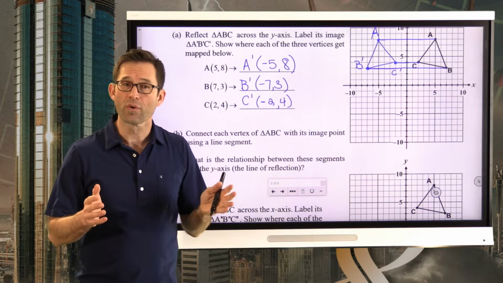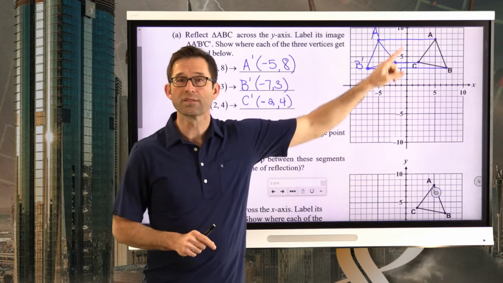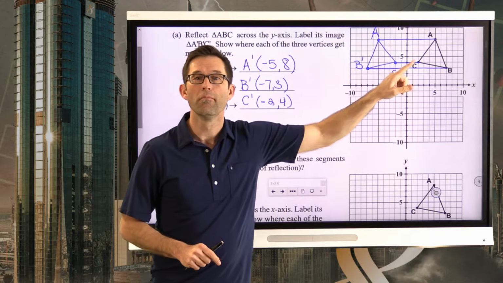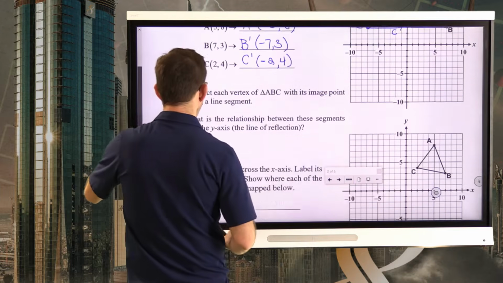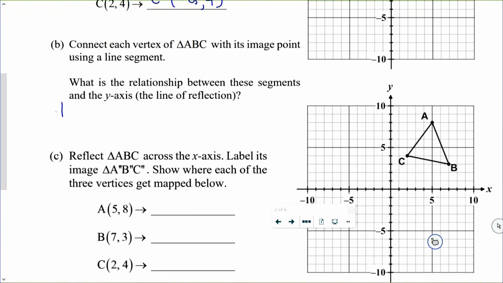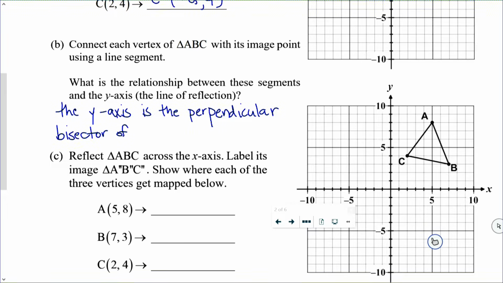Well, the relationship is that the y-axis is the perpendicular bisector of those three segments. Let me write that down really quick. A very important term. So the y-axis is the perpendicular bisector of the three segments.